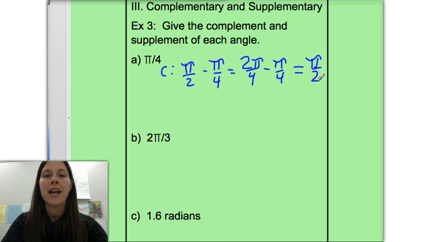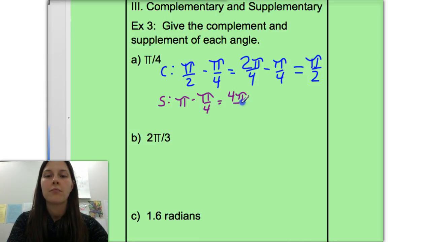Supplementary angles add up to 180 degrees. 180 degrees is pi radians. So we take pi minus pi over 4 to get our supplementary angle. Converting pi to a fraction, we get 4 pi over 4 minus pi over 4 gives us a supplement of 3 pi over 4.